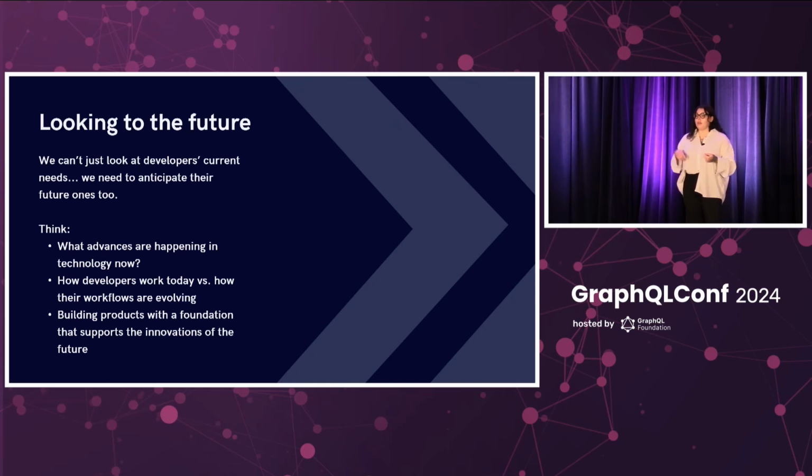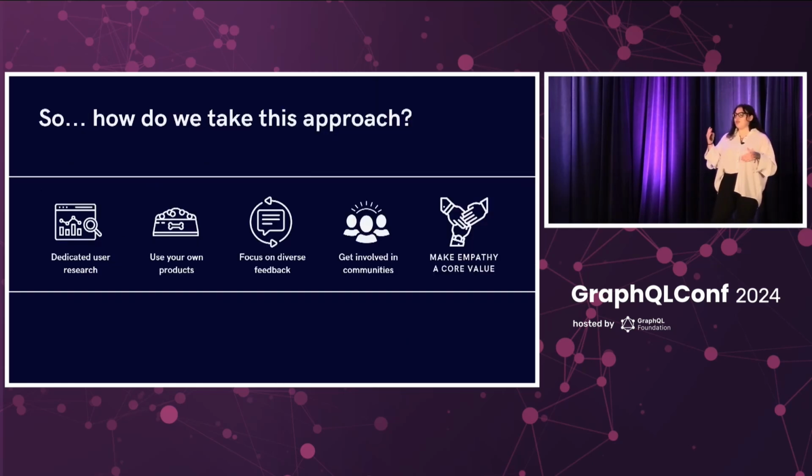So, people that are in school learning how to become software developers. We need to be anticipating how the workflows of developers are changing today. And then we need to be building products. We need to be designing our APIs to be flexible and have a foundation that supports these innovations. Without that, we get stagnant. We don't have flexible products. We can't build those cool things that I've mentioned a few times.